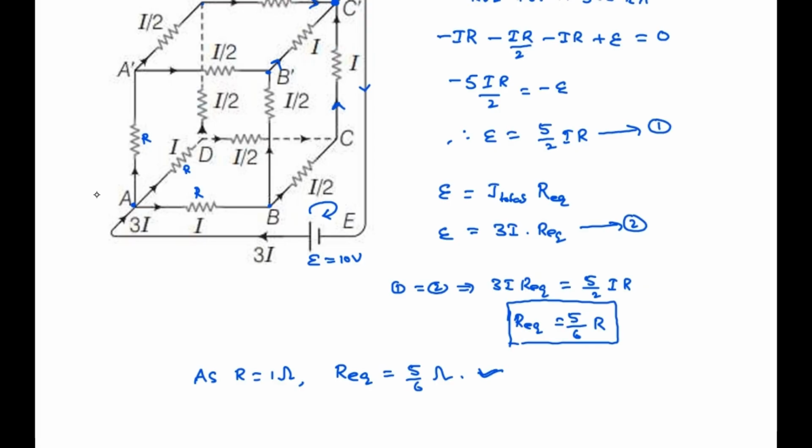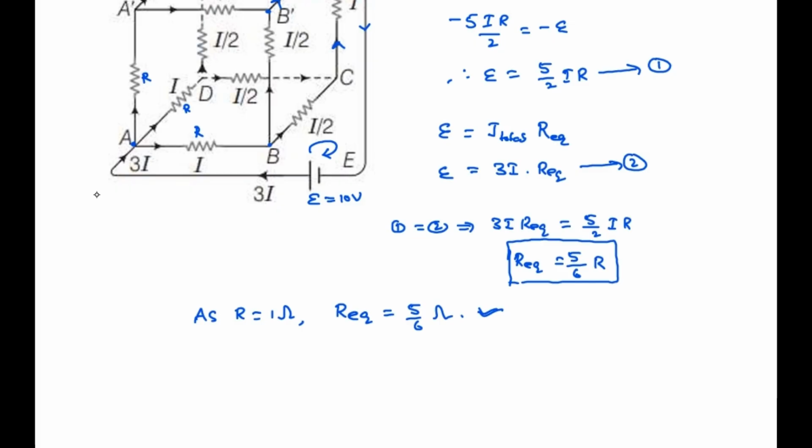One more thing is the current across each edge. We can use either equation number 1 or equation number 2. Suppose we write equation number 1: the E value is given as 10 volt, that is 5 by 2 into I, and the R value is nothing but 1. From this, I is equal to 20 divided by 5, that is nothing but 4 ampere. That means the current from A to B, A to D, A to A dash is nothing but 4 ampere.